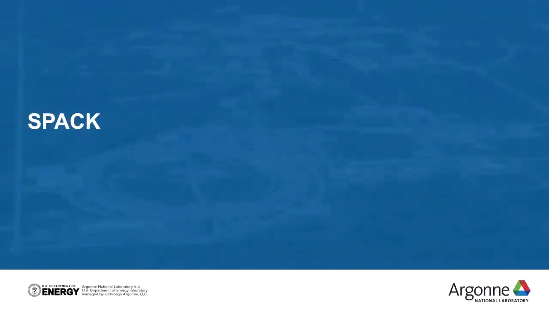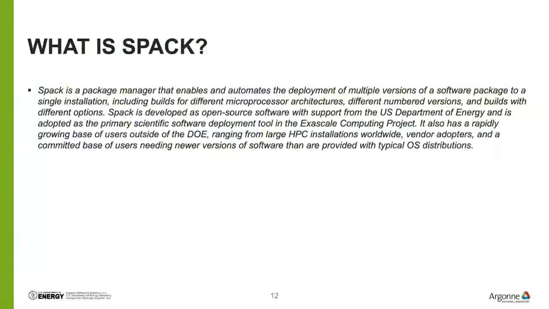This is kind of where SPAC comes in. To say in a nutshell what it is, SPAC is a package manager, not unlike RPM or Brew, which allows you to automate the deployment of software. The caveat is that it allows you to deploy multiple versions of a given software package, built for different architectures, different numbered versions, and with different build options. Basically multiplexing for, I'd like to say, every possible combination. It allows you to build and deploy those simultaneously on a given system.